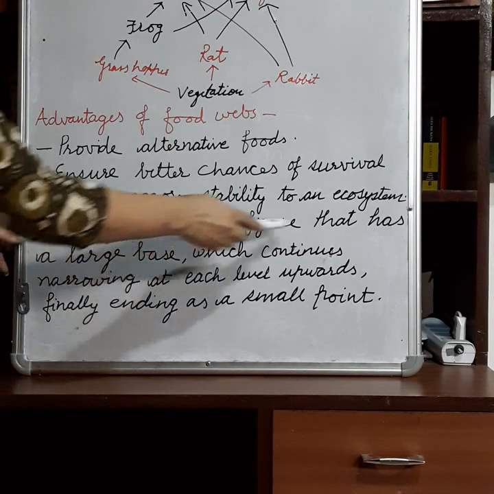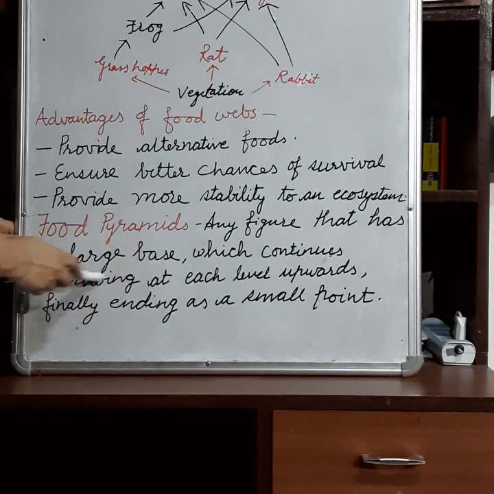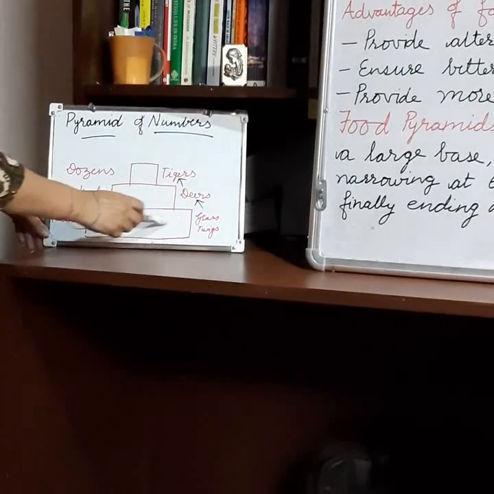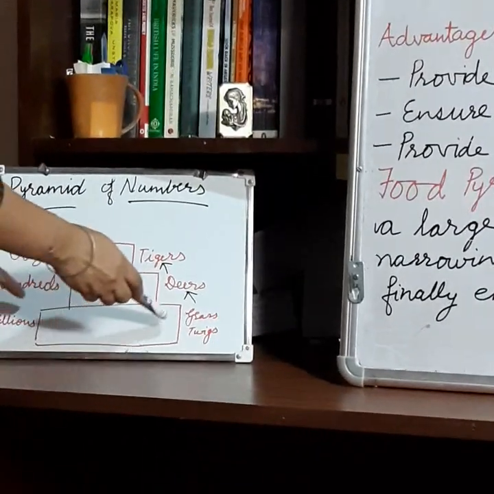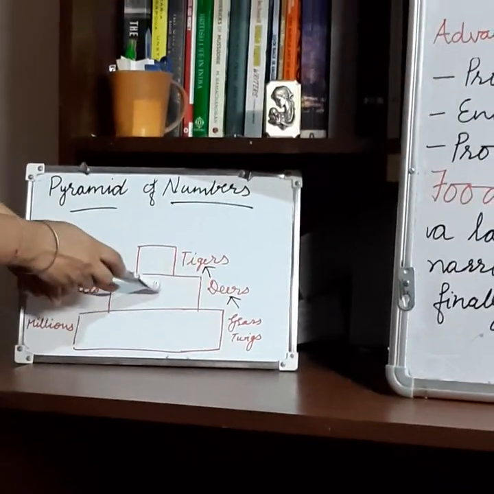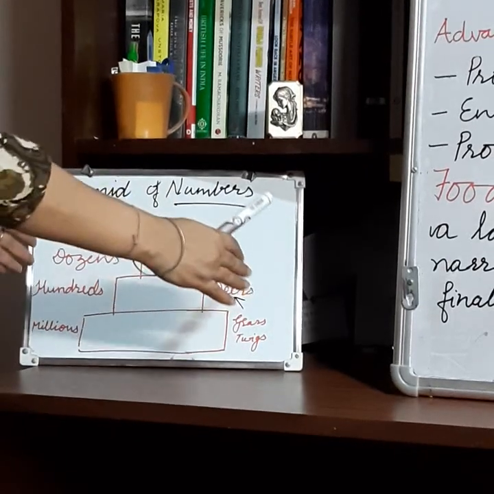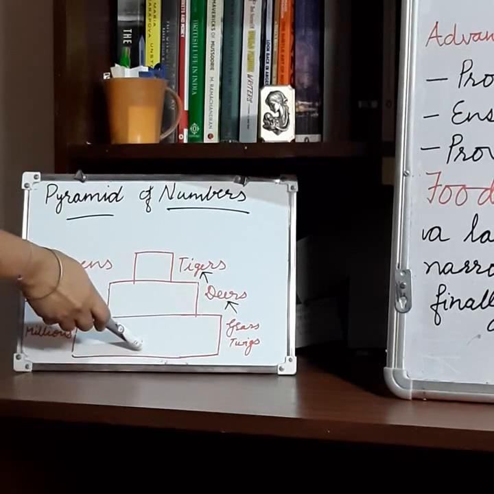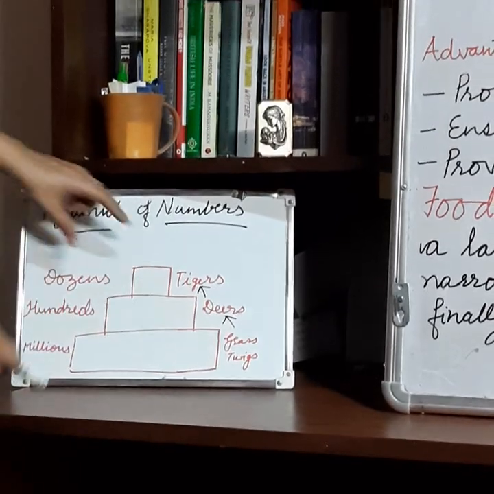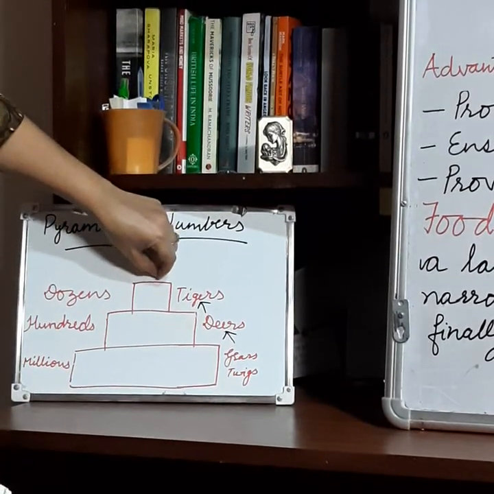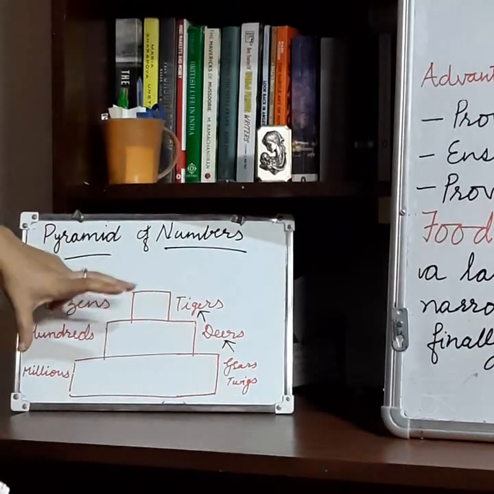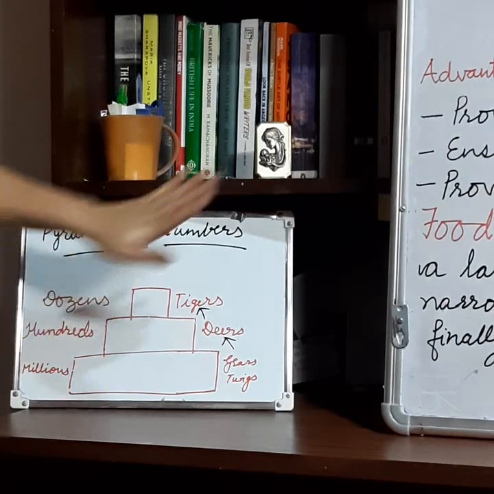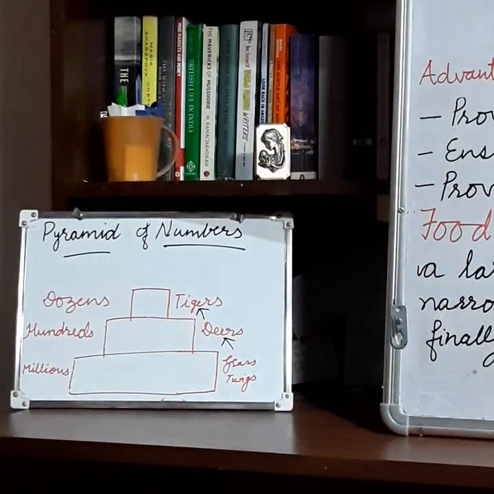Any figure that has a large base. Over here see kids, large base with continuous narrowing. Over here the next stage, you can see it is narrow. So narrowing at each level upwards, you can see, and finally ending as a small point. So this type of figure is called food pyramids.